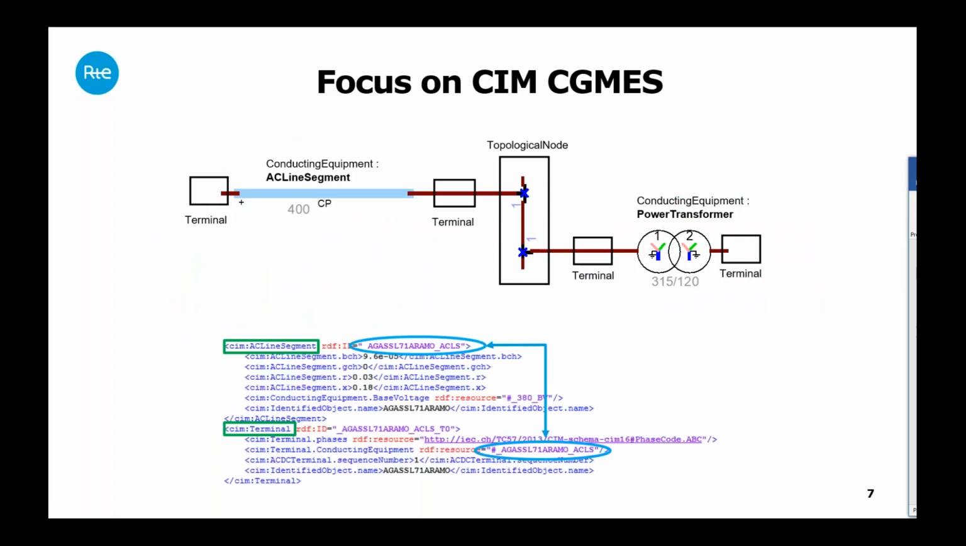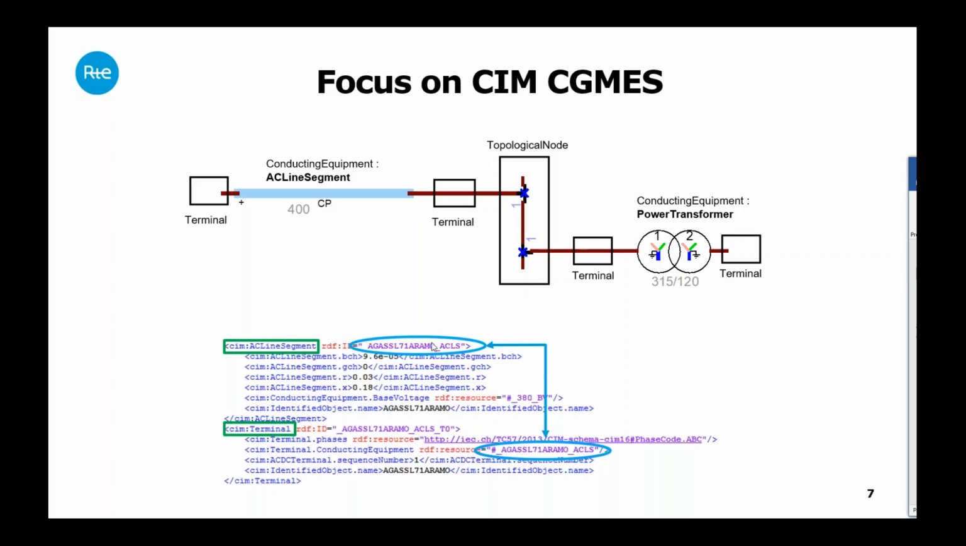So now we look in more detail at CGMES components and their connection. Main equipment is called conducting equipment. So here we have a line and a power transformer. They are conducting equipment, and they are connected through terminals. So in this example, each conducting equipment has 2 terminals. And in the middle, there is a topological node. And this is a classic way how CIM objects are interconnected.